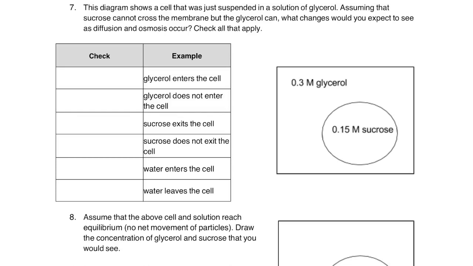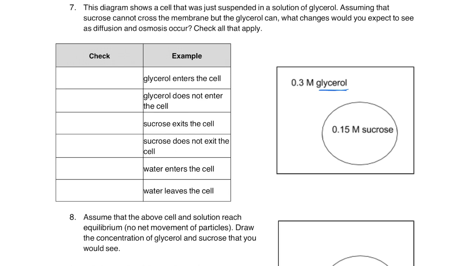So number 7, I actually think this is the hardest one on the worksheet. In this one, we have a cell that's suspended in a solution of glycerol. So here's glycerol, and the cell has sucrose inside. But sucrose cannot cross the membrane. However, glycerol can. So it says, what changes would you expect to see as diffusion and osmosis occur?